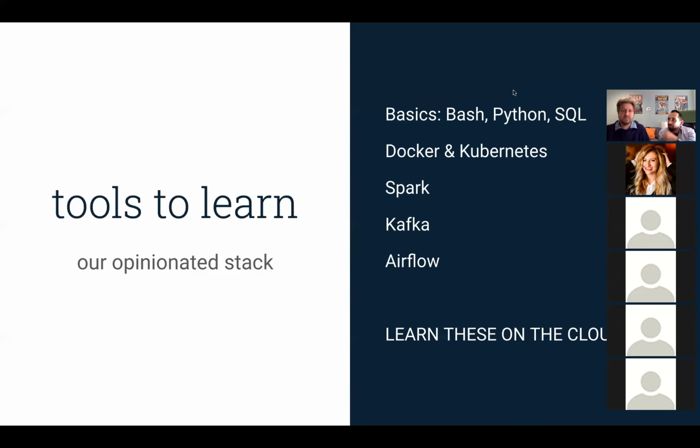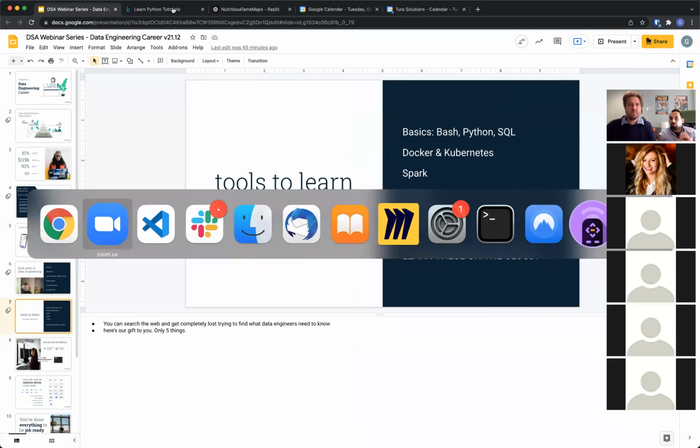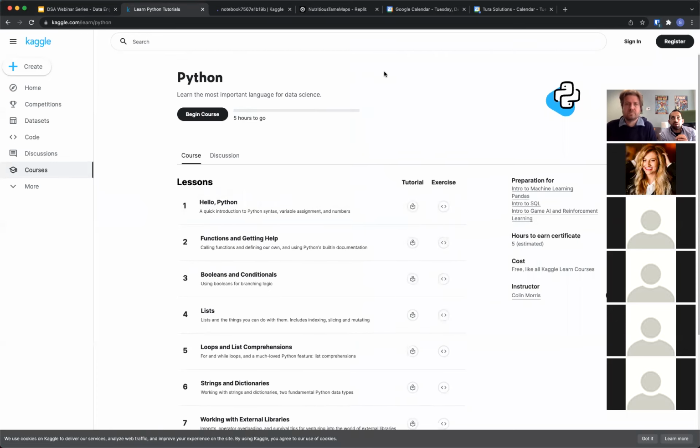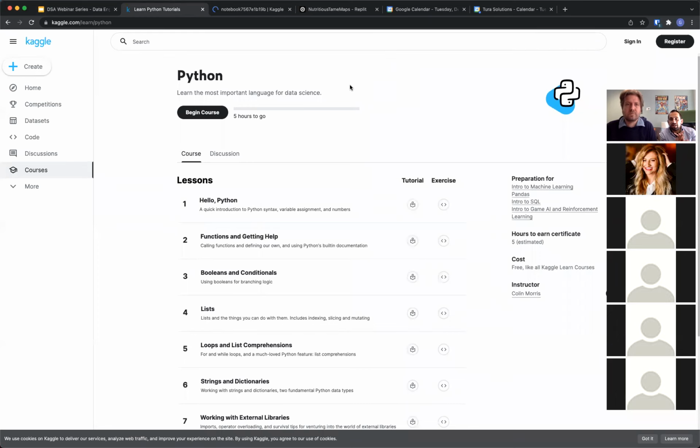But I want to stop here. Do you want to show them Replit and Kaggle? Yeah. We want to show you a couple of sites that might not be your traditional Google search when you come to learning data engineering or Python, some of these skills that we think are actually very good, especially in the realm of learning with others.